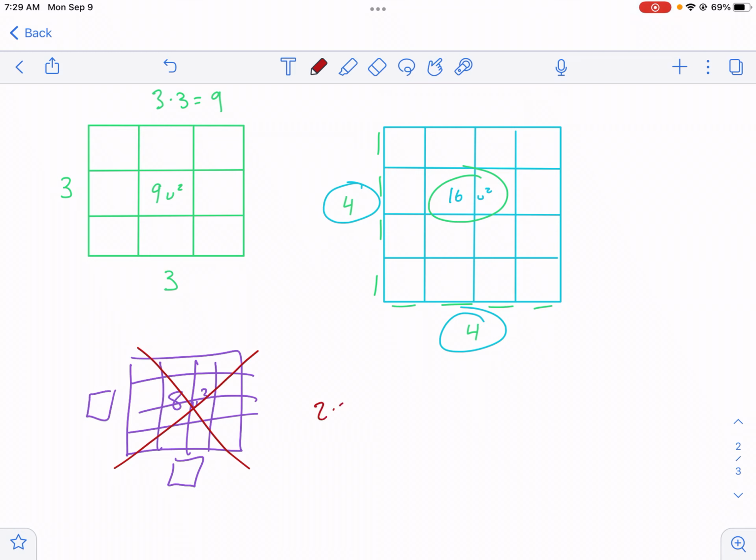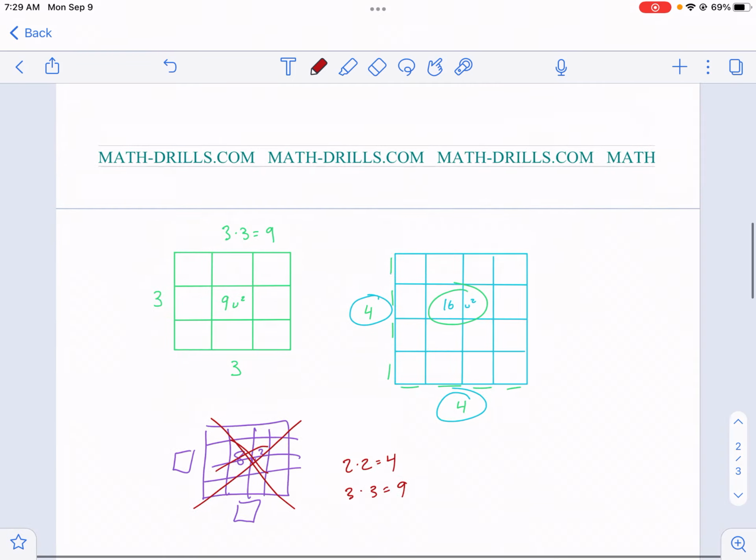And I can show you another reason why that is. If you do 2 times 2, you get 4. 3 times 3 equals 9. Notice how we already skipped over it and we went from 2 to 3. There's no whole number in between 2 and 3, therefore 8 is not a perfect square.